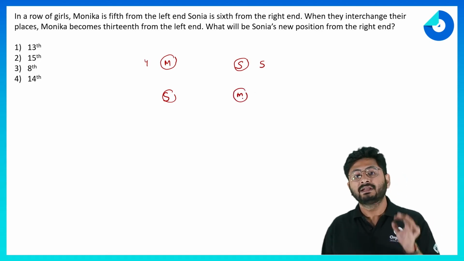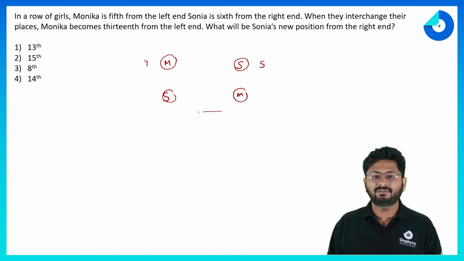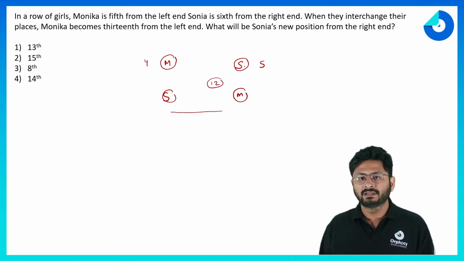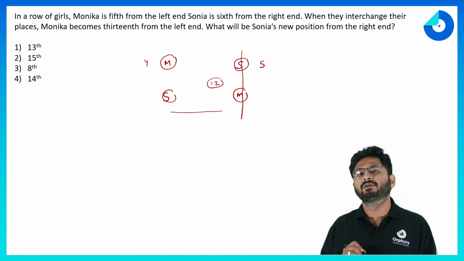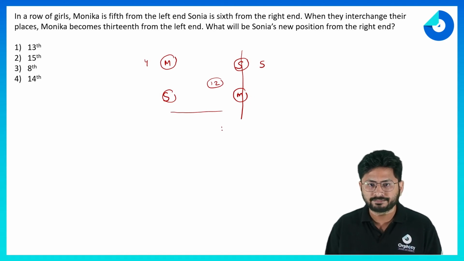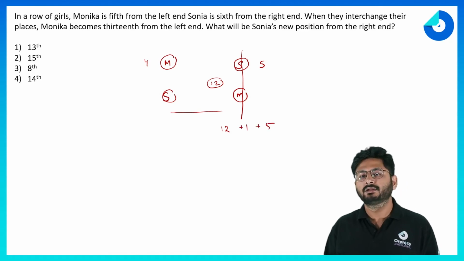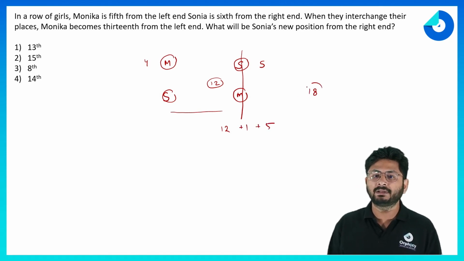मोनिका becomes 13th from the left end. तो मोनिका के लेफ्ट में there are a total of 12 people क्योंकि 13th है. तो अभी मैं ऐसा बोल सकता हूँ if we talk about this particular position, इसके लेफ्ट में there are 12 people, ये खुद एक पोजीशन और राइट में 5 लोग, तो टोटल ऑफ 18 people are there.